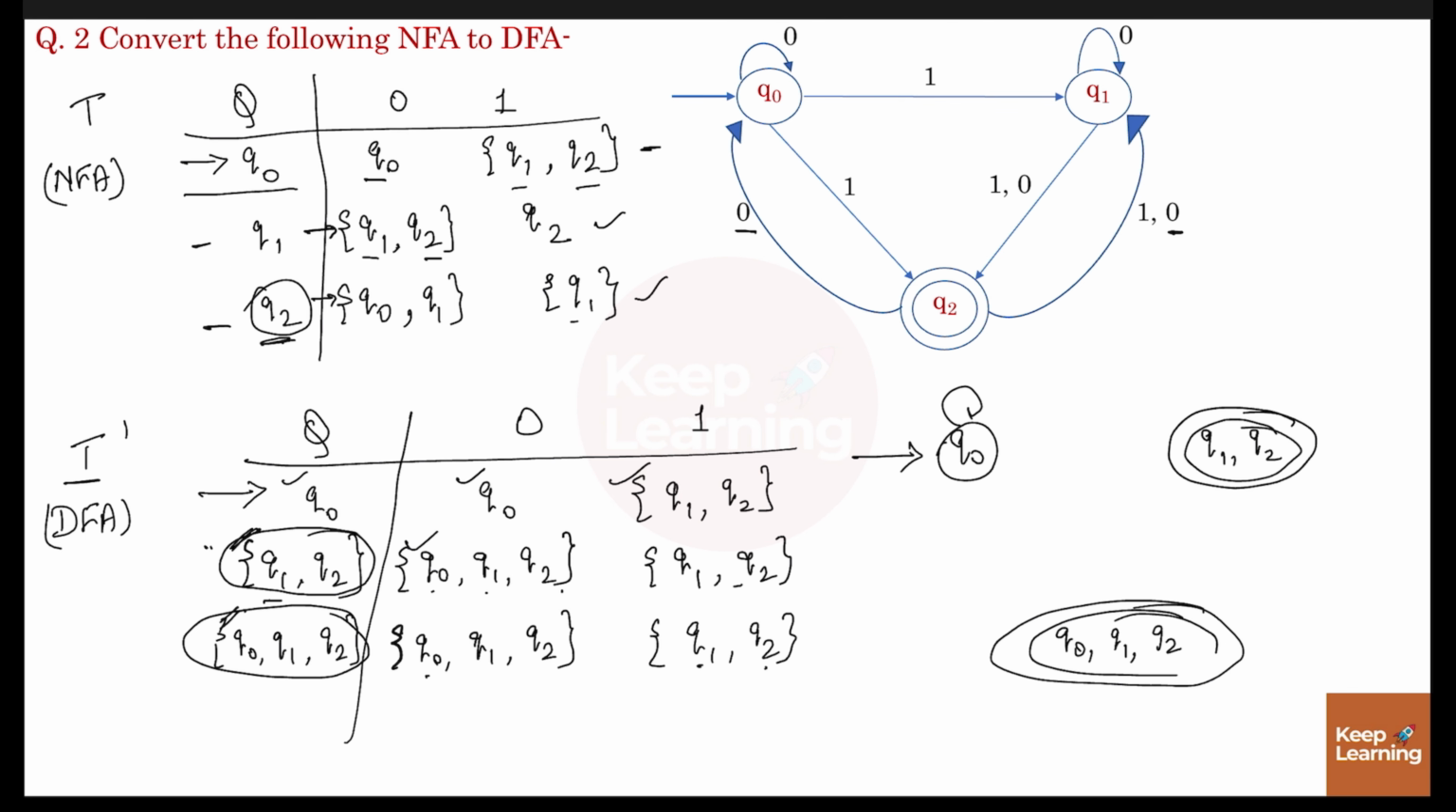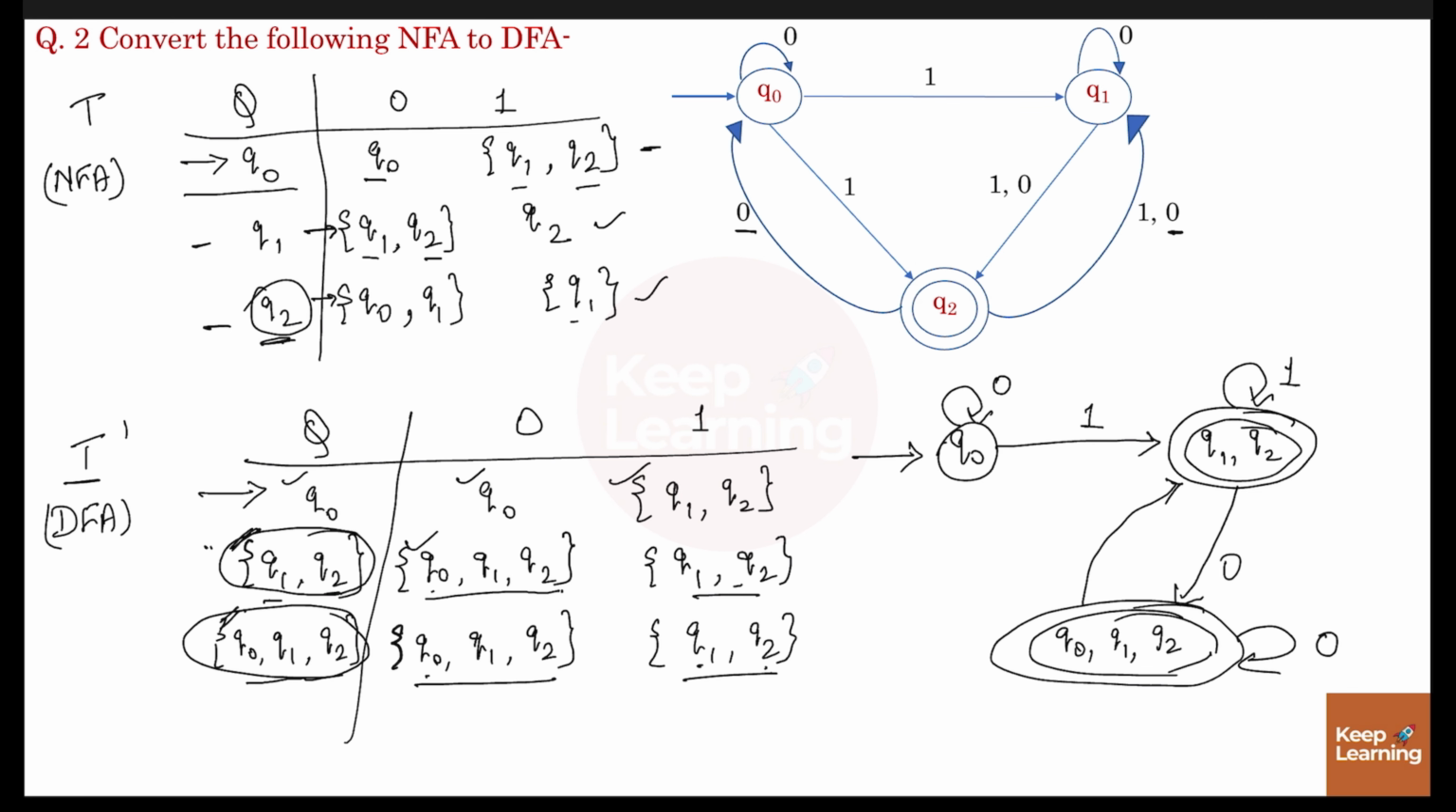From q0, by taking 0 you are reaching q0 itself, and by taking 1 you are reaching q1 q2. From q1 q2, by taking 0 you are reaching q0 q1 q2, and by taking 1 you are reaching q1 q2 itself. From q0 q1 q2, by taking 0 you are reaching this state itself, and by taking 1 you are reaching q1 and q2. So this is our final DFA corresponding to the given NFA.